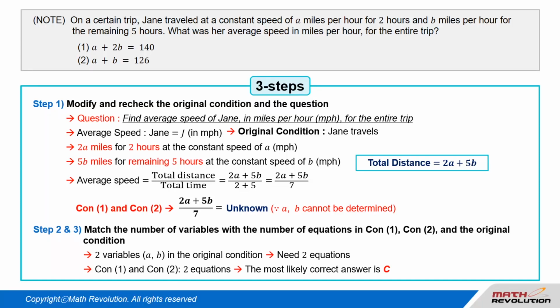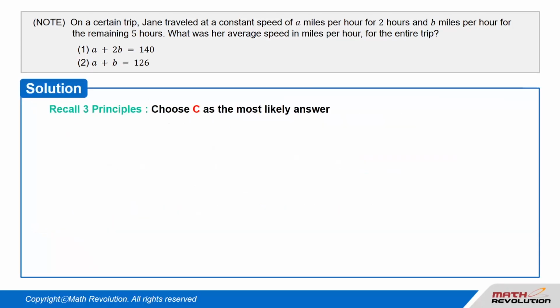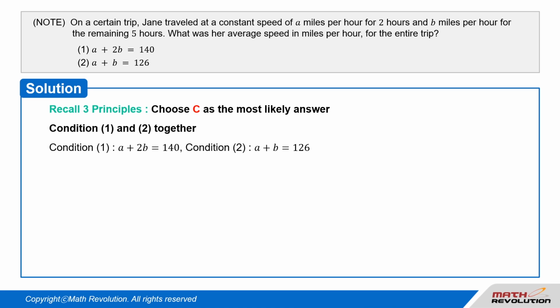These are the basic steps of the variable approach. Recall 3 principles and choose C as the most likely answer. Let's take a look at conditions 1 and 2 together. Condition 1 tells us that A plus 2 times B equals 140. And condition 2 tells us that A plus B equals 126. 2 different equations would give us the value of each variable.